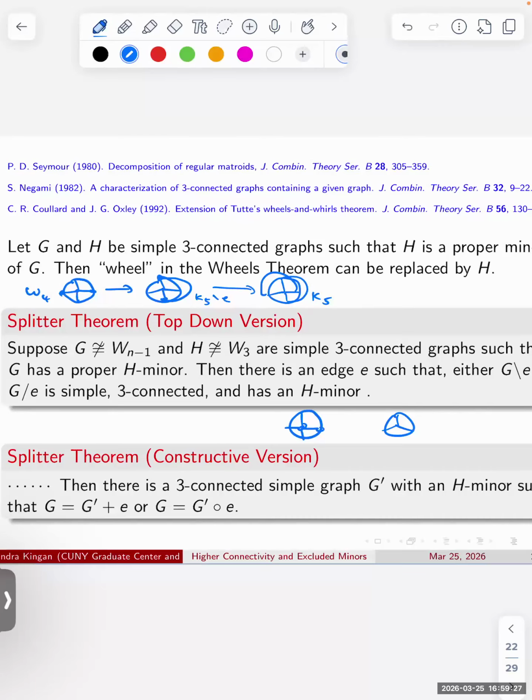On the other hand, if you're splitting W4, you can split that center vertex, right? And then you will get the prism and K33.